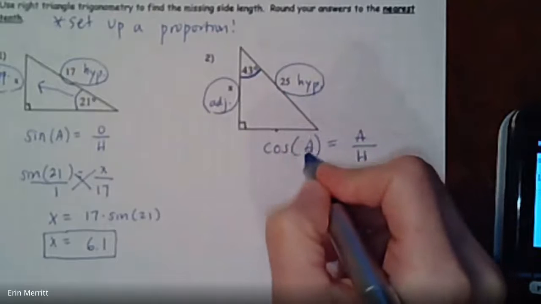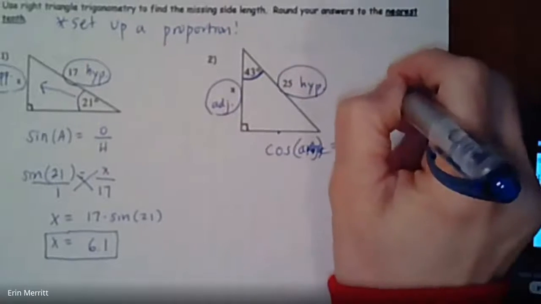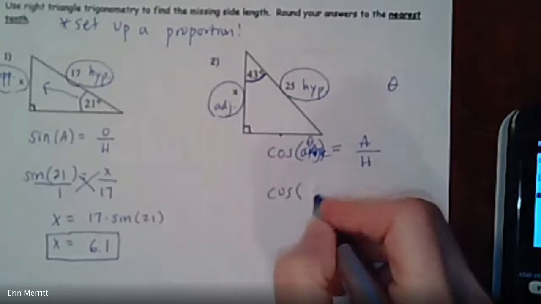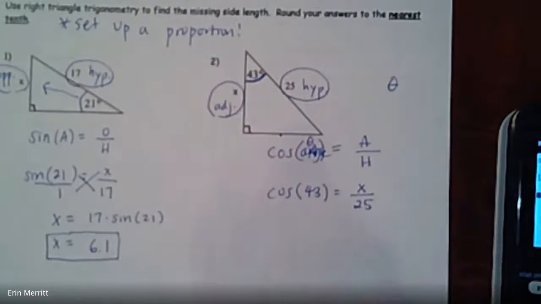And so this A right here, I just mean by the angle. If that's going to throw you off, you can actually use something called theta. Theta always represents an angle. So you could put a theta there if you like. Otherwise, let's put the numbers in. Cosine of 43 degrees is equal to the adjacent side, X, over the hypotenuse, 25.